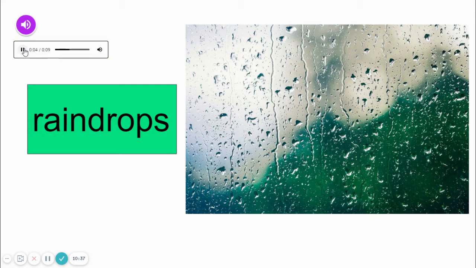Raindrops. The raindrops dripped down the window pane.